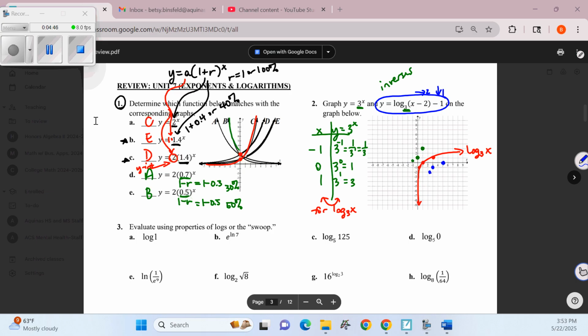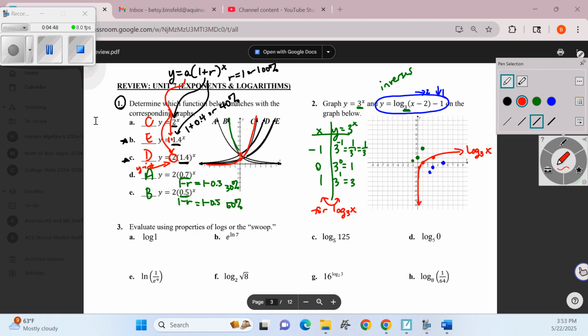And then this first graph, maybe I'll go back to the red here for a second, had a vertical asymptote of 0, so that's also going to shift to the right 2. So now we'll have this vertical asymptote at 2. So this would be our actual graph here in blue.